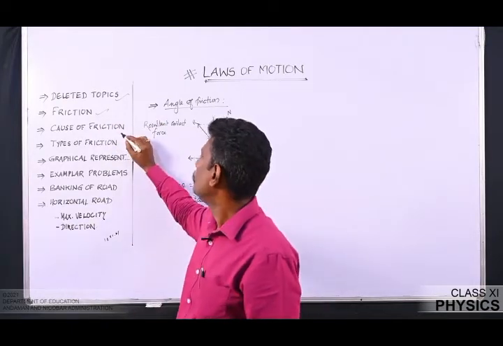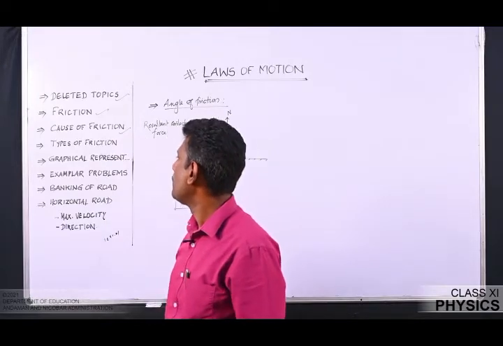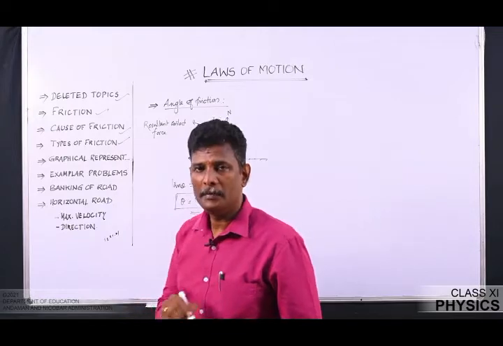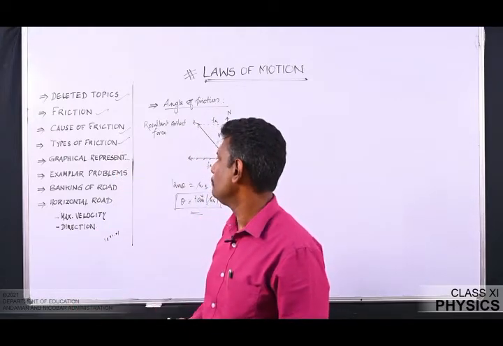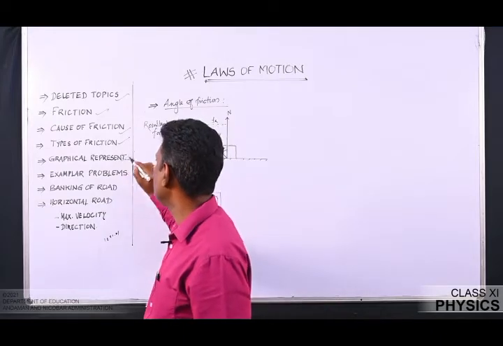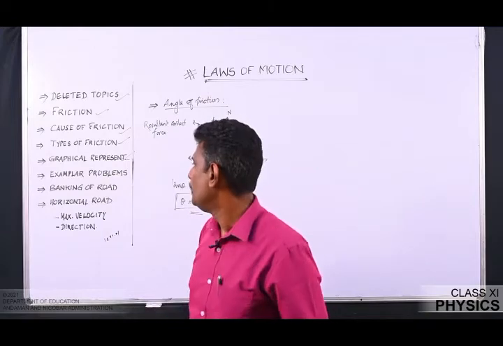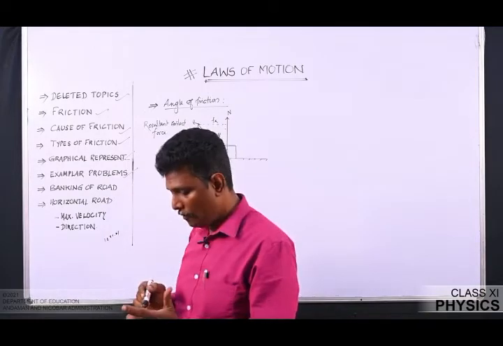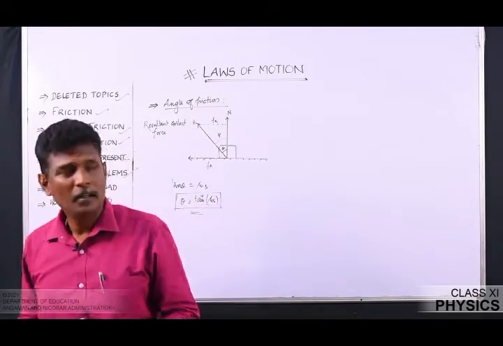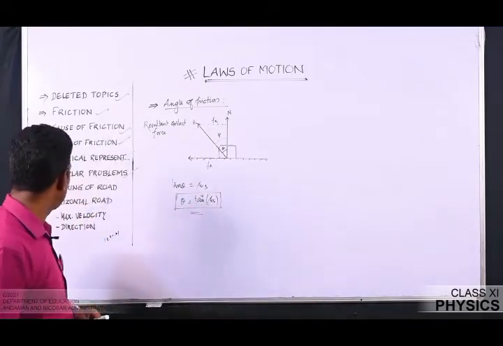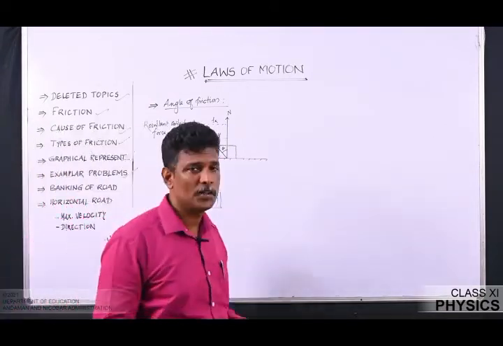In today's class, we have dealt with the topics in this chapter: friction, definition and exemplars. Cause of friction we have seen, that is due to the irregularity in the surface. Types of friction, in types of friction we have seen static friction, limiting friction and kinetic friction, and we have represented it in graphical way also, that is graphical representation of types of friction, and exemplar problems also we have seen. Due to the time constraint, we are not able to deal with the banking of road, horizontal road, velocity, etc. We will be dealing with it in the next class.